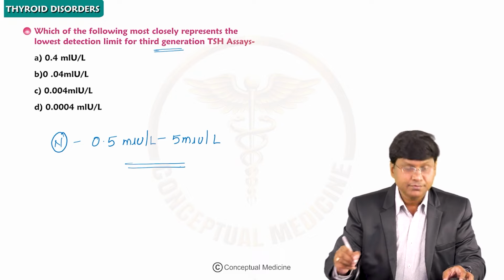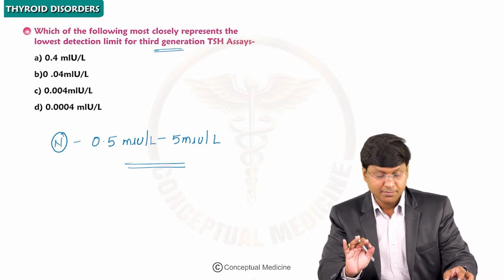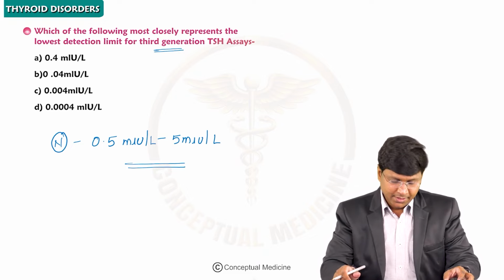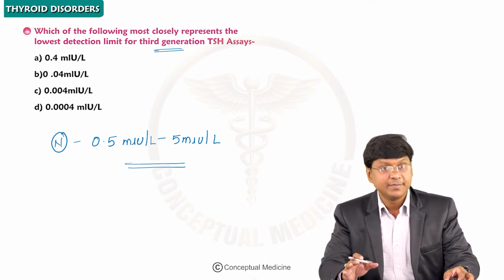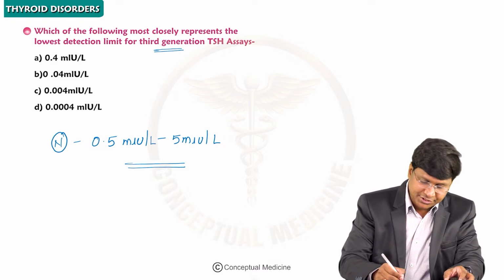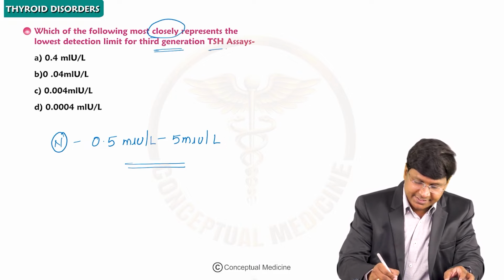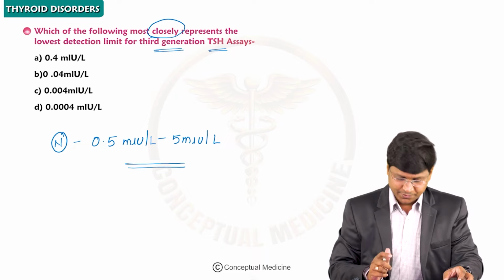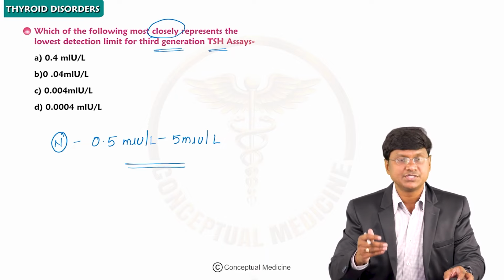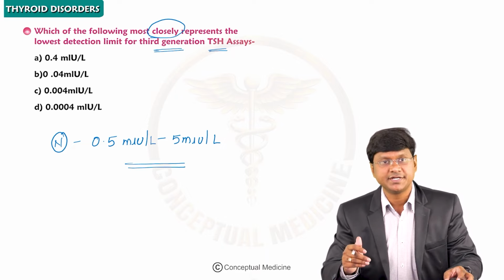Right, 0.5 to 5 milliunits per liter. That is a normal TSH value. Now, in the third generation TSH assay, what will be the close correlation? What does it closely represent? Let me explain what the first generation, the second generation, and the third generation TSH assay are.